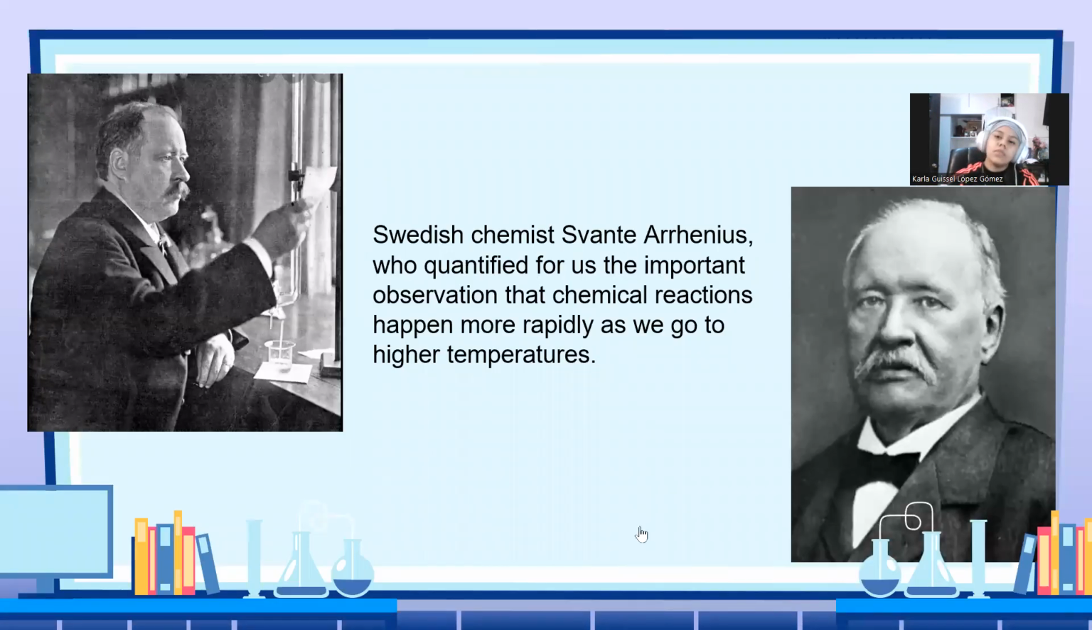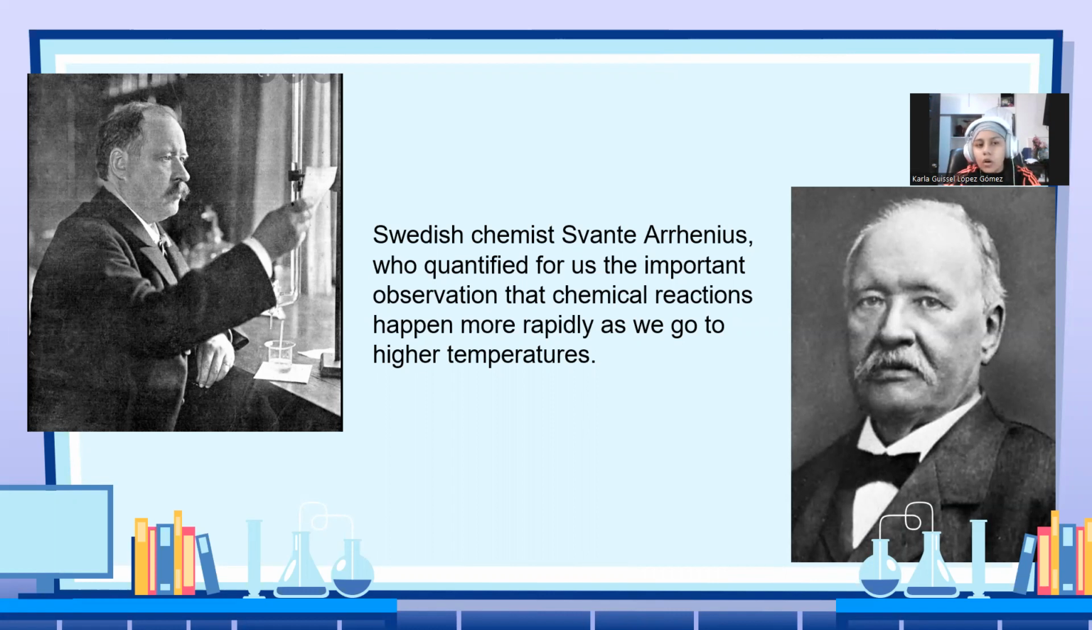They said that Arrhenius is a Swedish chemist and his name is Svante Arrhenius. That's why the formula has his name, because of his last name, Arrhenius. He is the one who quantified for us the important observation that chemical reactions happen more rapidly as we go to higher temperatures. Maybe that sounds obvious now, for some people, but this happened in the 19th century, so it wasn't that obvious at that moment.